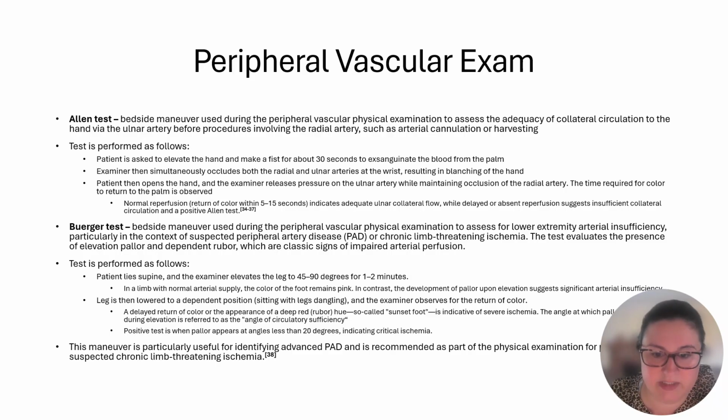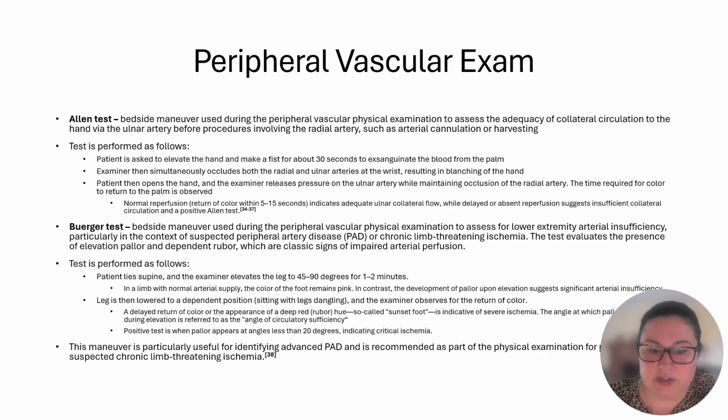The Buerger test, which I called the Trendelenburg test earlier, is a bedside maneuver used during the peripheral vascular exam to assess for lower extremity arterial insufficiency, particularly in the context of suspected peripheral artery disease or chronic limb-threatening ischemia. I've worked in peripheral vascular and cardiovascular for a long time. I have not seen this done very often. The test evaluates the presence of elevation pallor and dependent rubor, which are classic signs of impaired arterial perfusion.